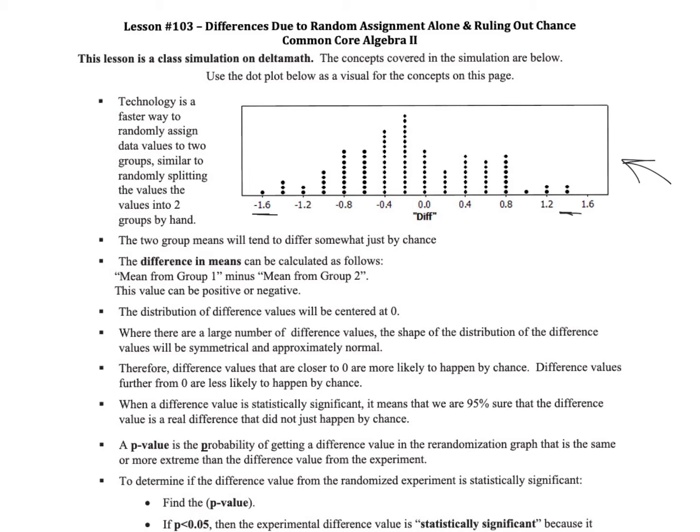You have the two groups, you find the average of each group, and then you find the difference between the two groups. Always group one's mean minus group two's mean. So this data is a little more clustered. We saw a little bit bigger range on Delta Math.